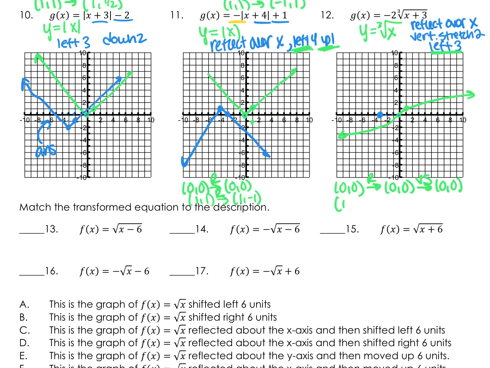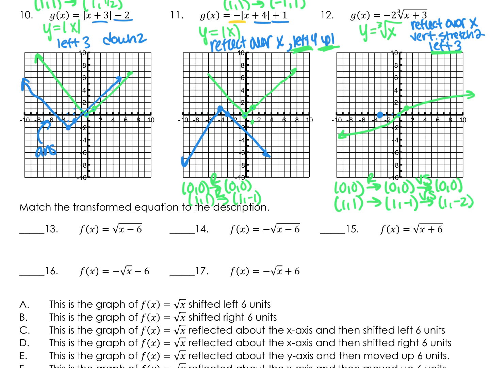Then let's take 1, 1, reflect over the x-axis, so we'll change the y value, so that will become a -1. And then we'll do our vertical stretch. That will multiply the y value by 2. So that'll be 1, -2.